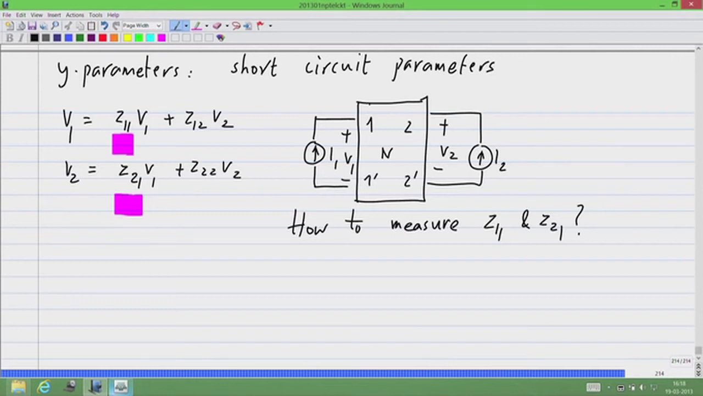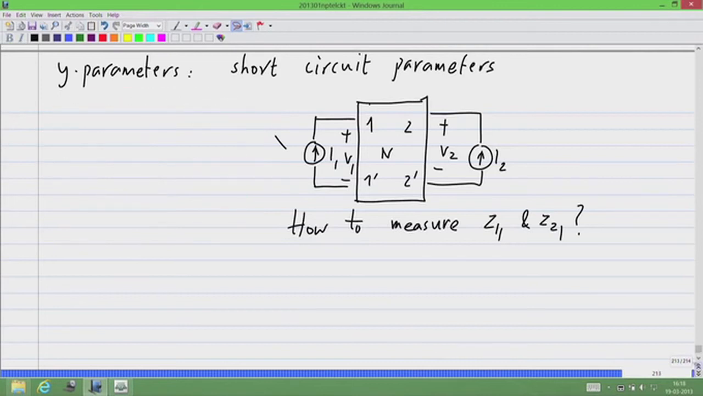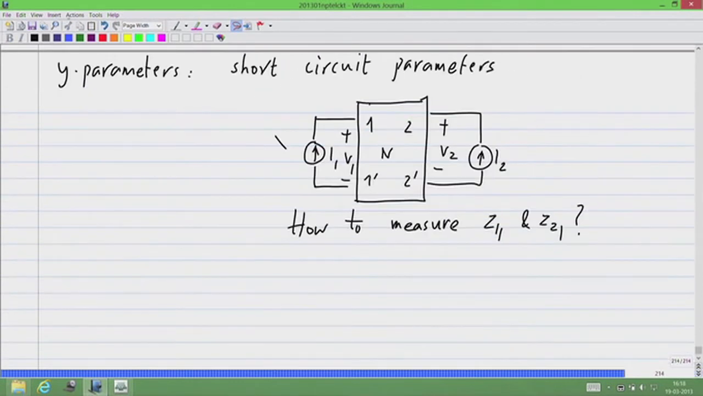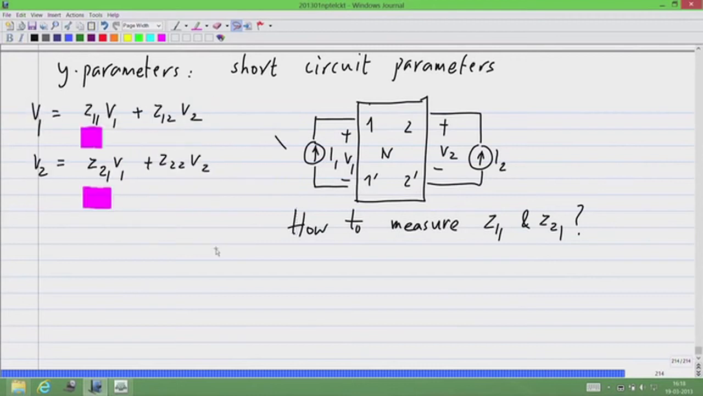I think I made a mistake in writing this. I should have written I1 and I2. Okay. So these are I1 and I2. Okay. So one of the answers is that the output, the port 2, is short circuited.